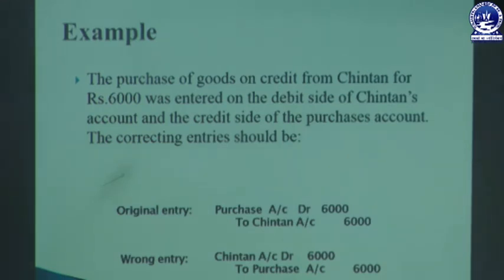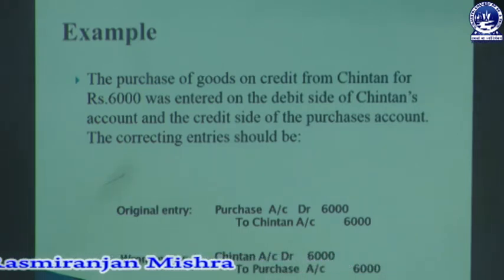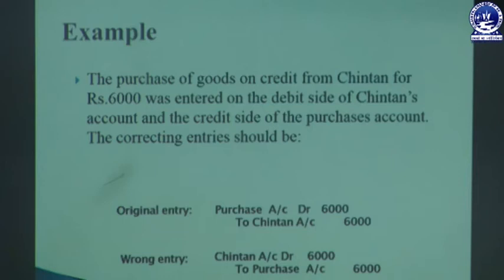The purchase of goods on credit from Chintan for rupees 6000 was entered on the debit side of Chintan's account and the credit side of the purchase account. So the wrong entry made was Chintan account debit to purchase account. Purchase of goods on credit from Chintan means purchase account debit to Chintan account, but instead we recorded Chintan account debit to purchase account. That reversal entry was made. So we have to rectify that and make the correct entry as purchase account debit to Chintan account. This type of error does not affect the preparation of a trial balance, but it is an error we must rectify.